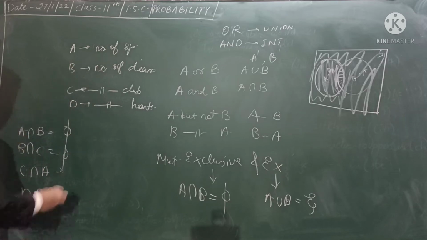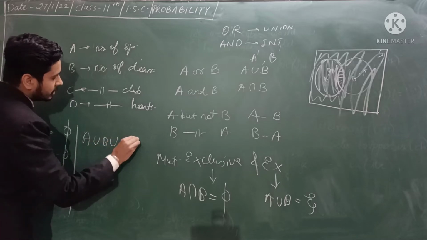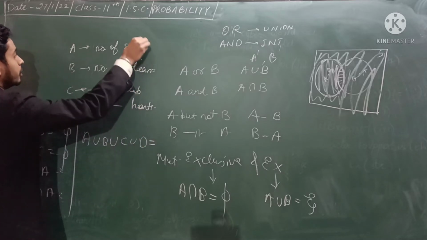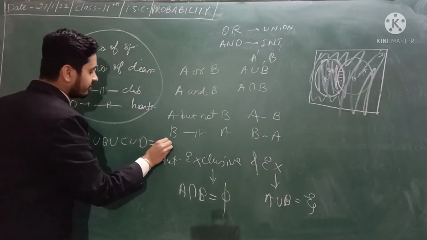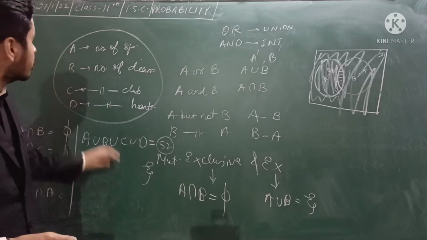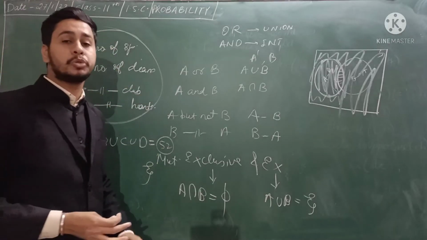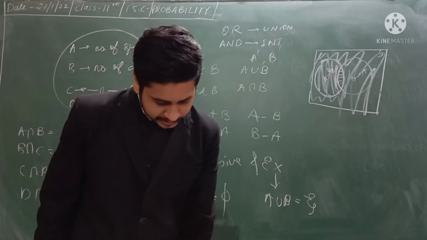Now if I talk about their union, that is A union B union C union D, if you do the union of all these four suits, then you will get the whole 52 cards, isn't it? That is nothing but your universal set. So this can be a good example of mutually exclusive and exhaustive events. I hope this is clear to you.